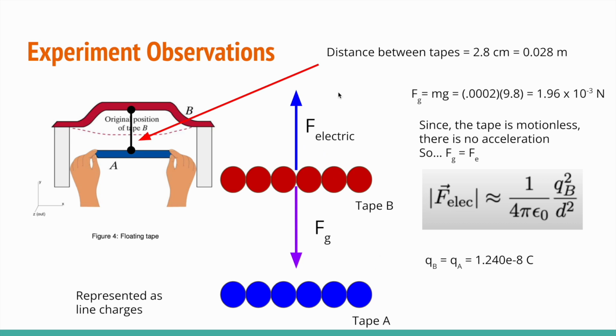Tape A has an electric force on tape B that's directed upwards, and tape B has gravitational force acting downwards on it. Since tape B is not moving, we know that these two forces are equal in magnitude. This model is represented by several circles rather than just one because it's a line charge rather than a point charge, and each circle represents a segment of the tape. Since we can determine gravitational force by mass times gravitational acceleration, and we know that's equal to the electric force, we can use this formula, plug in the gravitational force, and isolate Q. By doing so, we find that the charge is 1.24 x 10^-8 coulombs.